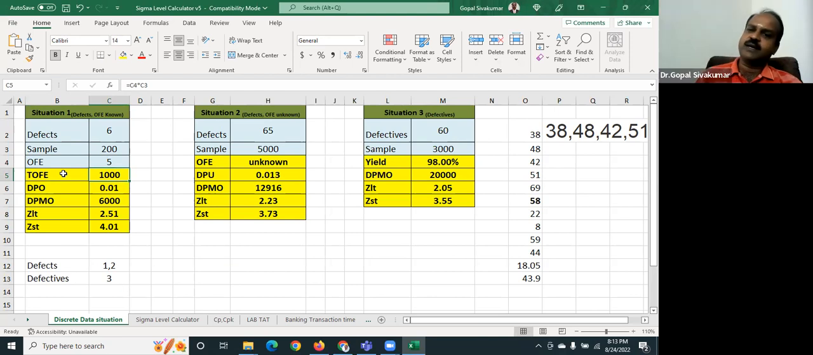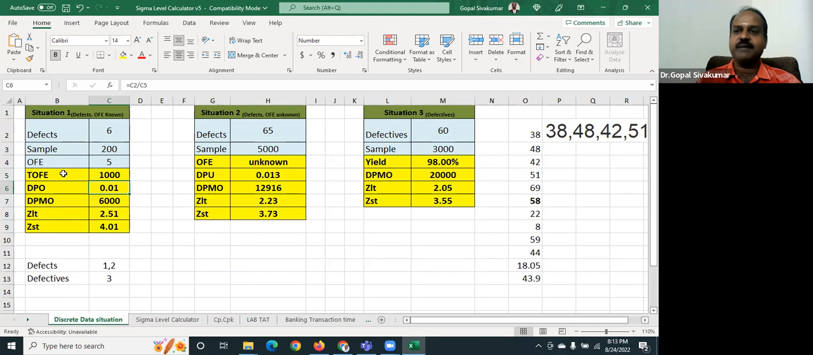Can one of you explain how to get this 1000 manually? Sample into opportunity for error. Excellent. Sample into opportunities for error in each sample. 200 samples, and each sample 5 opportunities, so totally 1000 opportunities. Now defects per opportunity. How to calculate defects per opportunity? Can one of you tell me the manual formula?